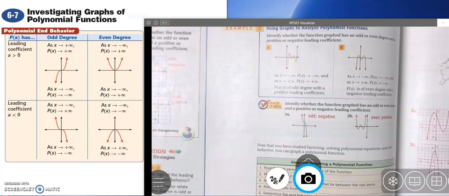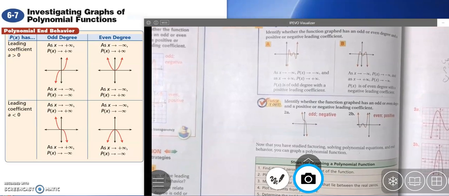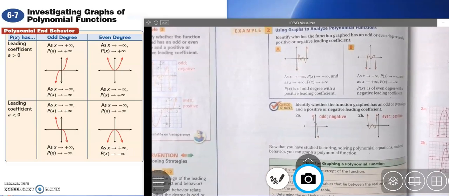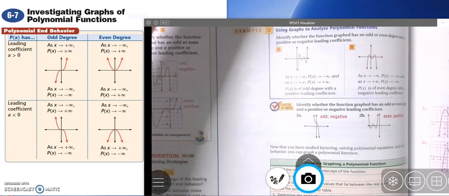Hello, Algebra 2. So today we're going to be starting examples 3 through 5 in lesson 6-7. I'm on the bottom of page 454.